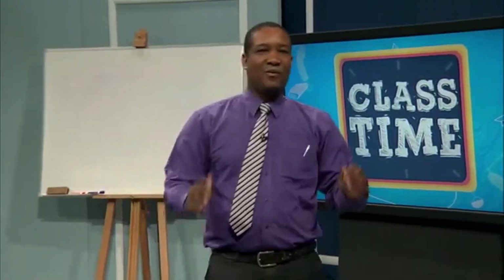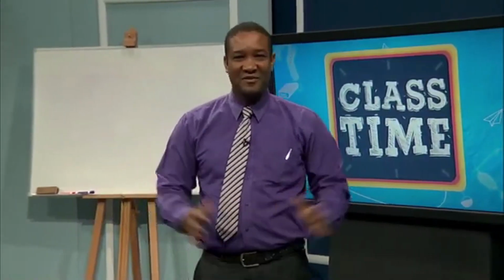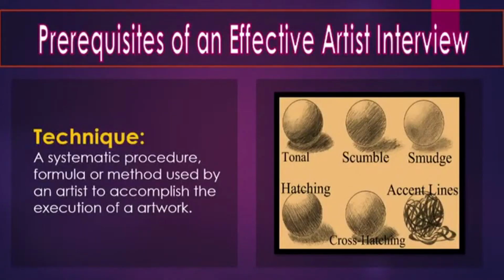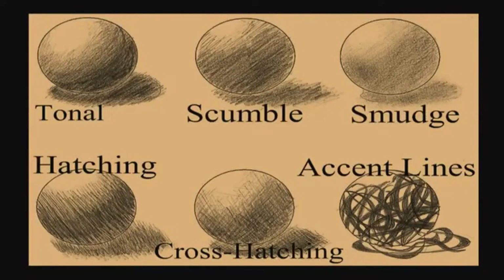All right, so technique. What is technique? Because I know a lot of times we confuse technique and styles. They're quite different. So technique basically has to do with a systematic procedure or an approach, okay? It has to do with how you actually go and execute the work. Here we have these spheres that would have been executed using different techniques. So we have the tonal technique right here. We have a smudge technique here. We have hatching and cross hatching. Different techniques to accomplish more or less the same thing at the end of the day, but it's different in terms of how you go about executing.